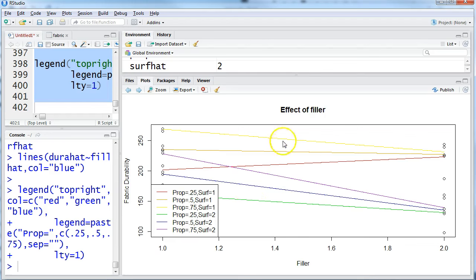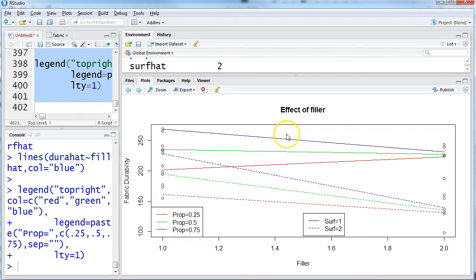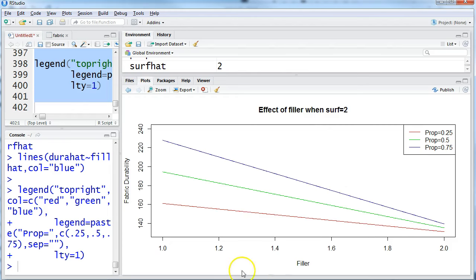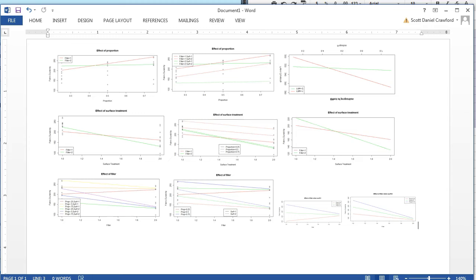Here's an option where each line is basically its own unique thing. Here's an option where the different levels of proportion are different colors, and then the different line styles are the different surfaces. Or we could split it. Let's just do when surface equals 1, here's a plot, and when surface equals 2, here's another plot. So out of all these options, what do I want my style to be?